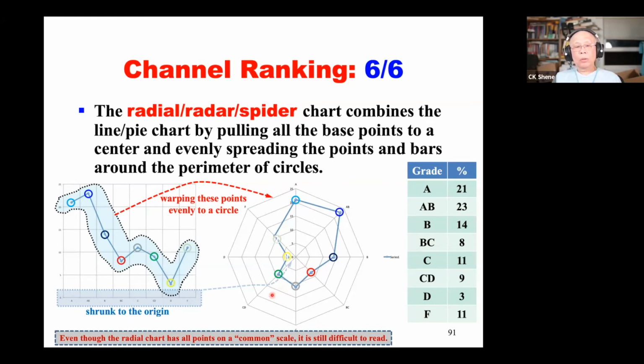So even though the radial chart has all points on a scale radiating out, it is still difficult to read. For an example, just like we mentioned, it's difficult to see the difference between two very similar values. Say BC, which is 8, CD is 9. But on here, you can easily see the differences, right? But here it's still difficult.